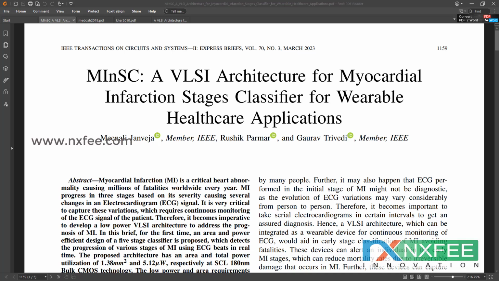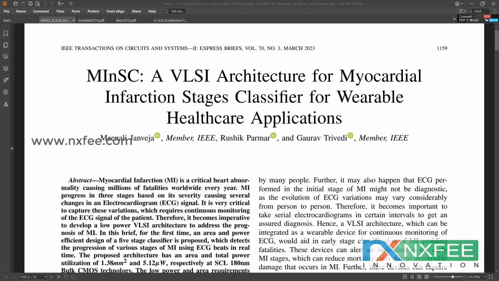Hi, here we are discussing a project, a VLSI Architecture for Myocardial Infarction Stages Classifier for Wearable Healthcare Applications. Myocardial infarction is a serious cardiac problem that kills millions of people globally each year. Myocardial infarction progresses in various stages depending on its severity, generating significant alterations in the electrocardiogram signal.